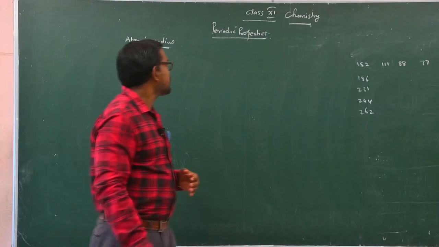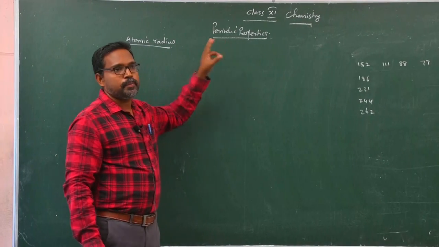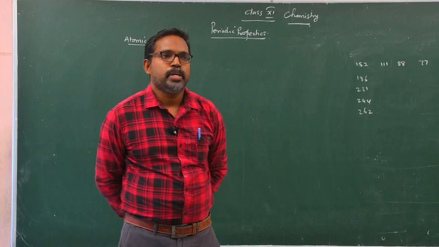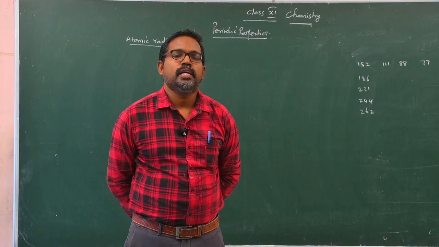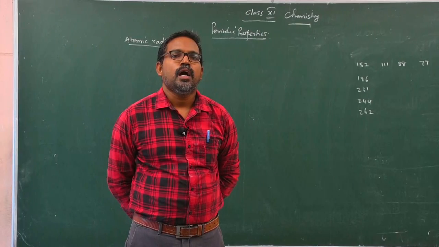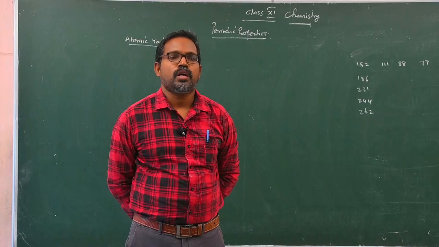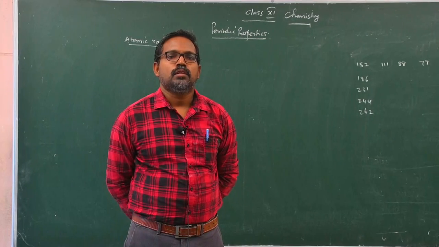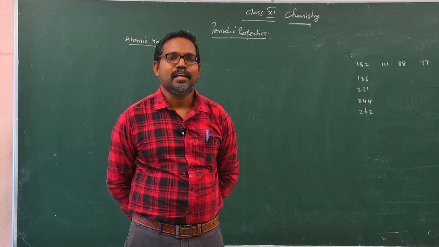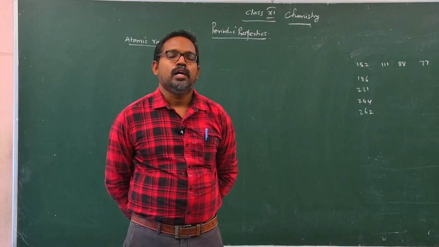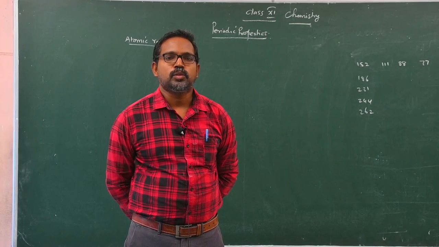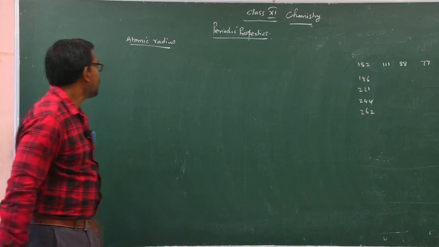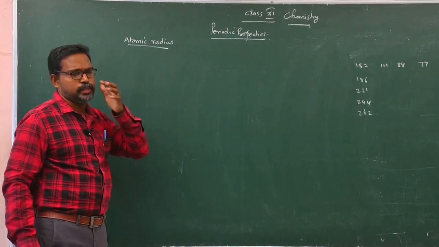Today we are going to discuss periodic properties. Last class I told you some periodic properties: atomic radii, ionic radii, ionization energy or ionization enthalpy or ionization potential, electron affinity or electron gain enthalpy, and the last property is electronegativity. From that, first we are going to discuss atomic radius.